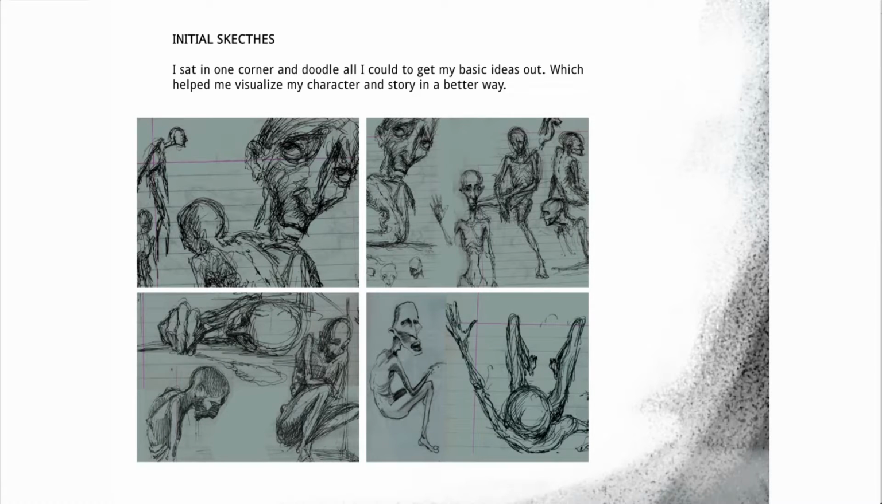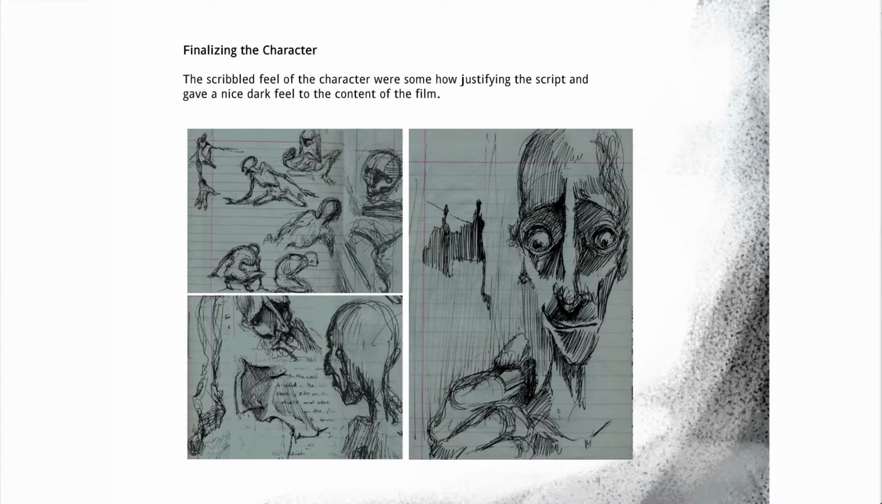Usually the director used to sit in a corner and doodle all day, just to get the basic ideas out, and it helped him visualize the character and story in a better way. With some more sketches, the scribbled feel of the character was justifying the script for the director, and gave a nice dark feel to the content of the film, which he intended it to be.